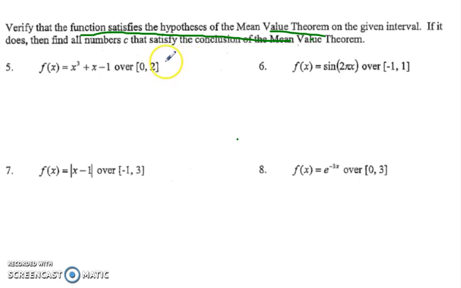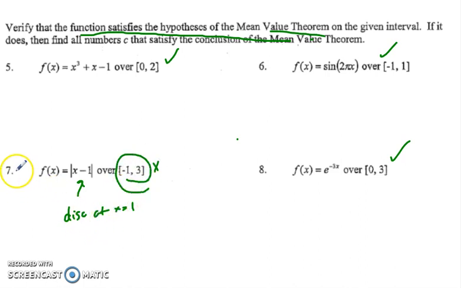So we're good on functions that are polynomials, or a sine or cosine function, or an e to the x function. But we are not good here because we have a discontinuity at x equals 1, which is within this interval. So this guy doesn't even satisfy the hypotheses of the mean value theorem, so there's no work to be done. We can't find any c value that satisfies the conclusion because the hypotheses are not met.